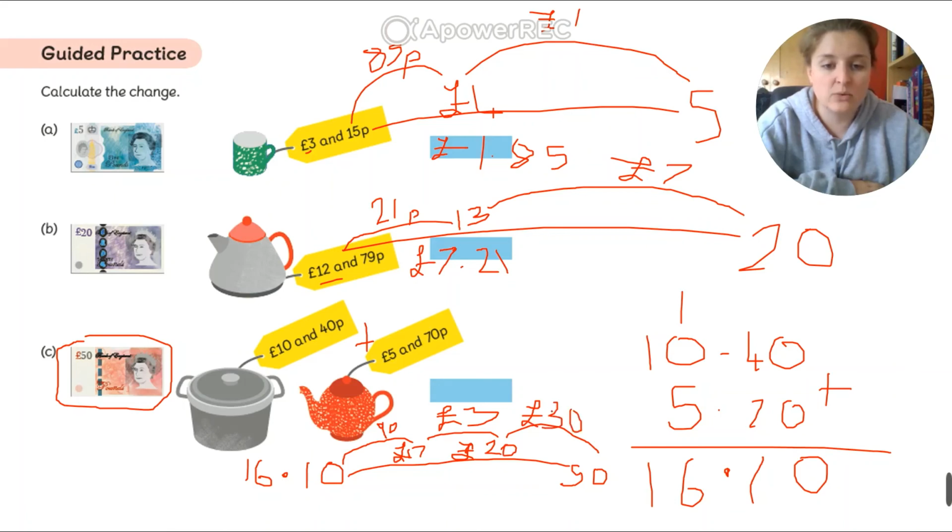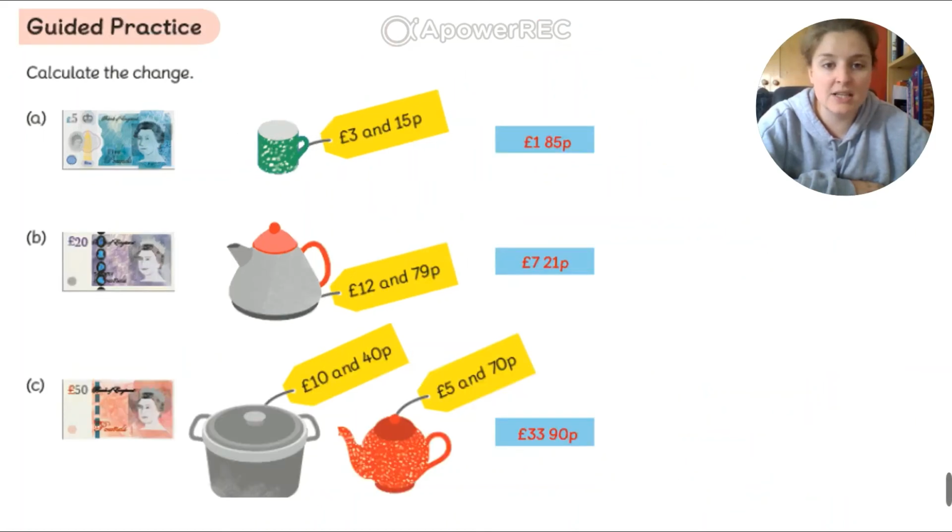And then I just need to add this all together. 30 plus 3 is £33. Put my dot in, and I had 90 pence. Add my pound sign so we know that I'm working with money. And those are my answers. Nice and neatly on this side, you can see those are the answers. But, as always, don't forget your dot.